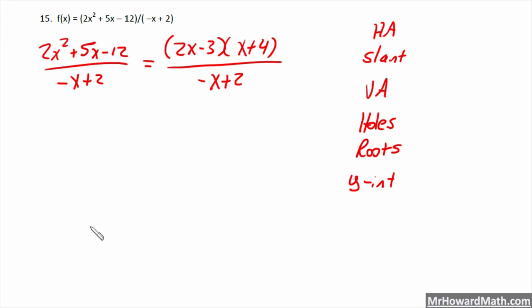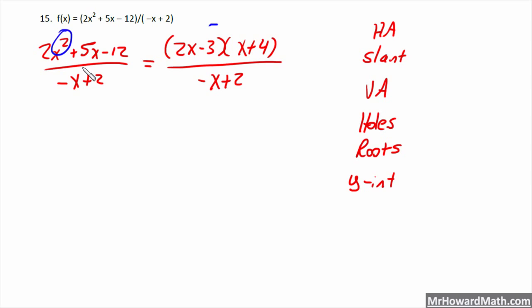Now for number 15, we have 2x squared plus 5x minus 12 all over -x plus 2. I've gone ahead and written it here with a horizontal fraction bar and then fully factored it here already. So we want to start with horizontal asymptotes. That's BOBO, BOTN, and HTC.